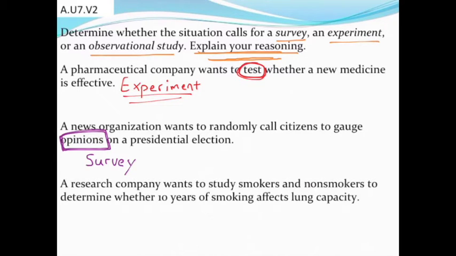A research company wants to study smokers and non-smokers to determine whether 10 years of smoking affects lung capacity. This one can be a bit tricky because at first glance you may think experiment, but I'm really not doing an experiment this time. I don't have a control group and an experimental group. I'm not making one group smoke to see what happens to them. Really, I'm just going to be looking at data. I'm not going to affect these people. So I'm going to say that this is an observational study.